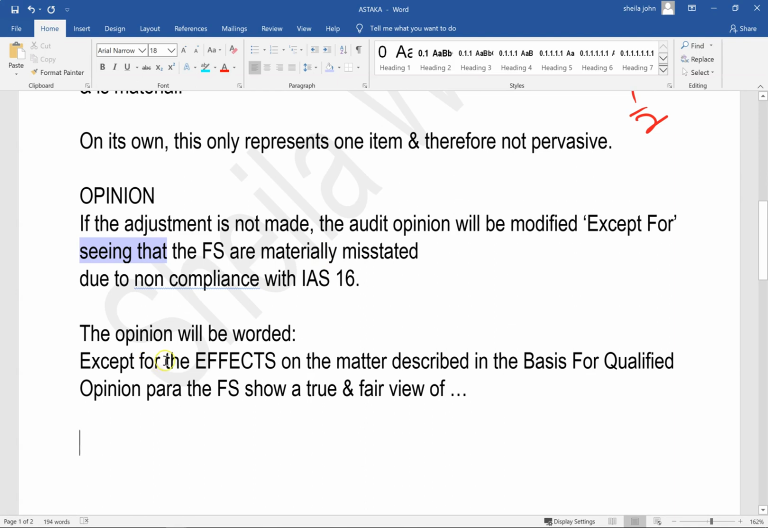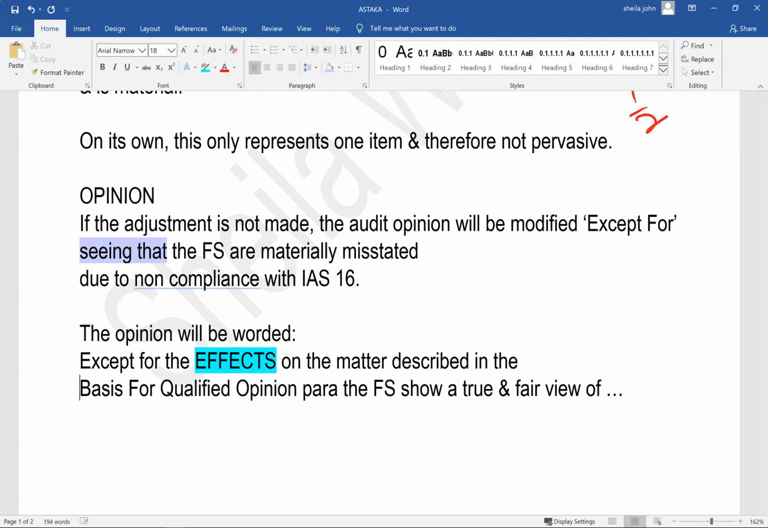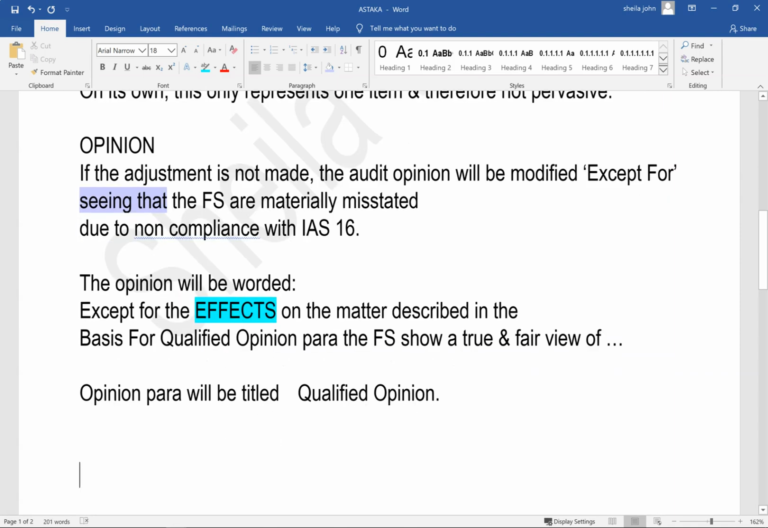So that will be the wording. This is a misstatement. Because it's a misstatement, we're going to say except for the effects of the matter described in the basis for qualified opinion paragraph. So we've got the name of the basis paragraph here. The financial statements show a true and fair view of whatever. Okay, so just put that and they'll be fine. Okay, now we're going on to the title. For doing all of that, you get 1 mark.